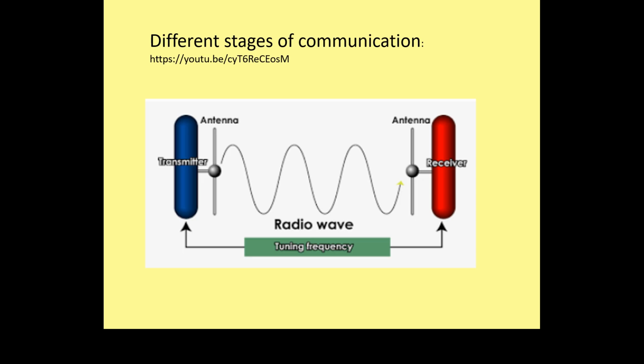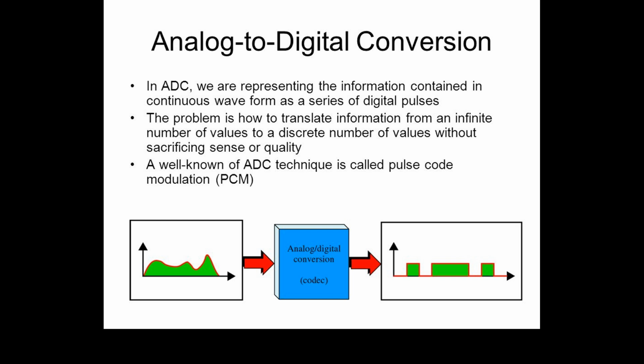The antenna transmits the signals in the form of radio waves. Here in this example, the waves are being transmitted, and at the receiver there is one more antenna which receives the signals. So there are fundamentally two antennas: an antenna at the transmitter and an antenna at the receiver. This is how the communication is being done, and this is an overview of the explanation of analog to digital conversion.